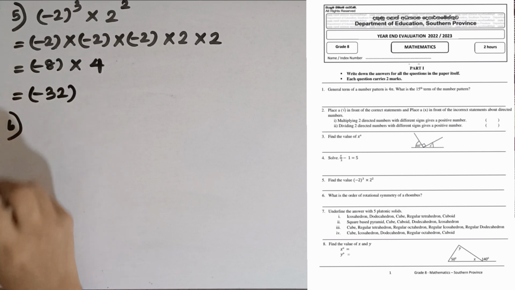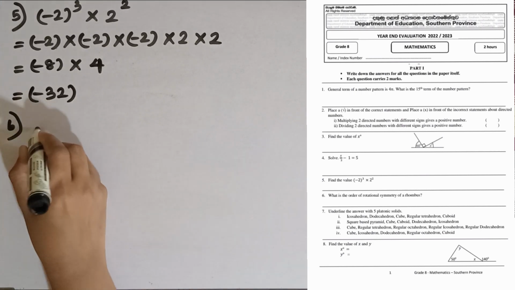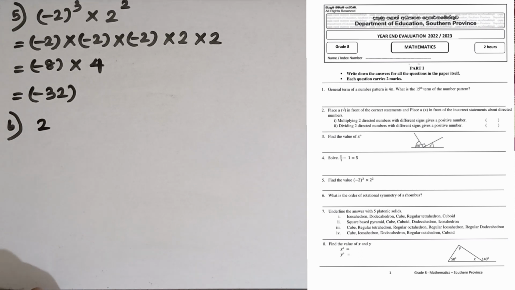Then question number 6. What is the order of rotational symmetry of a rhombus? That is 2. If you memorize the facts of rotational symmetry, if you take an equilateral triangle, number of symmetrical axes 3, then order of rotational symmetry is also 3. Then in a parallelogram, no axis of symmetry. Then the order of rotational symmetry 2. Then in a rhombus, axes of symmetry 2, order of rotational symmetry 2. Rectangle 2, 2. In a square 4, 4.